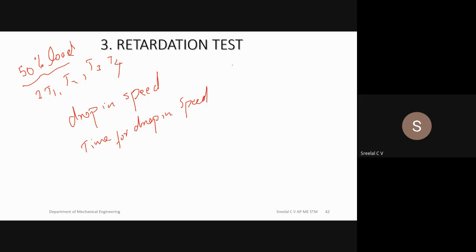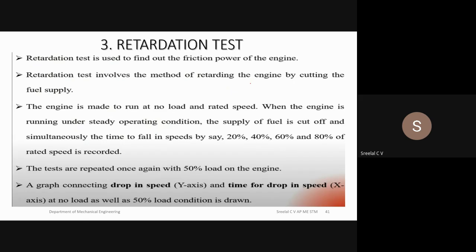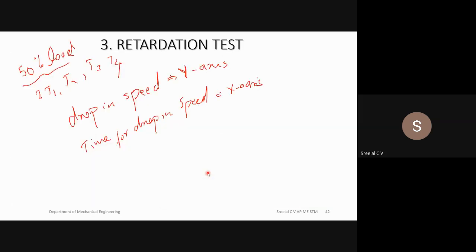Okay, so we will be drawing a particular graph in which this quantity is taken on the y-axis, and the time for the drop in speed is taken on the x-axis. The graph connecting the drop in speed on the y-axis and the time for the drop in speed on the x-axis, at no load as well as at 50% load condition, is drawn. Taking the x and y axes. Understood?